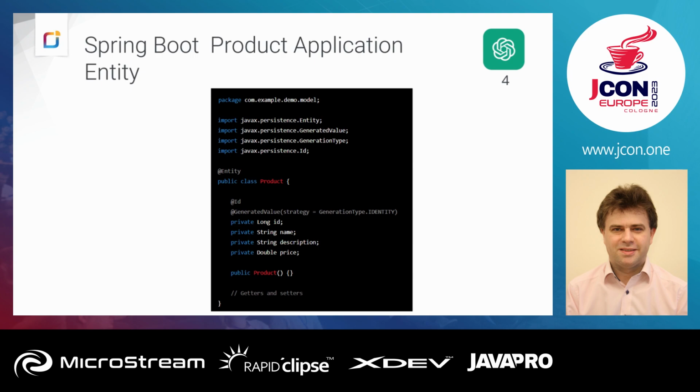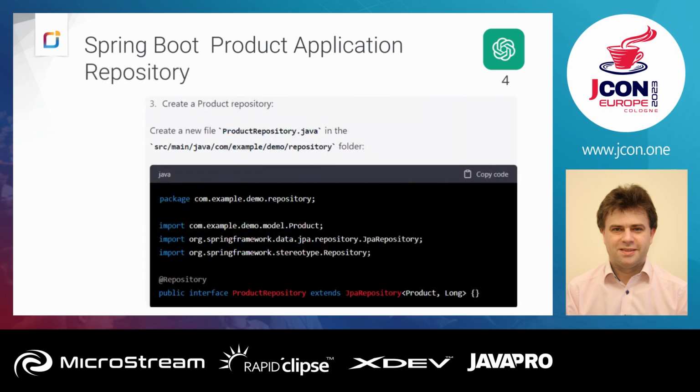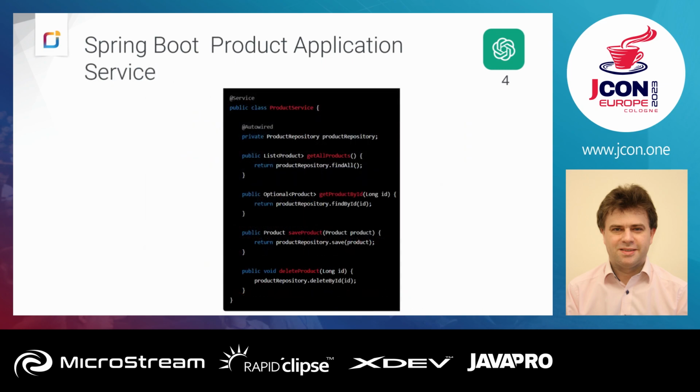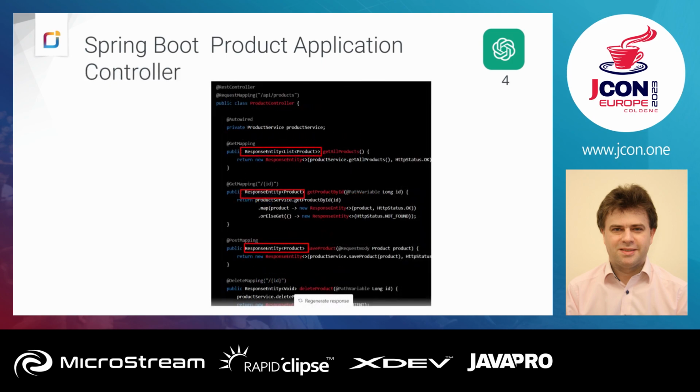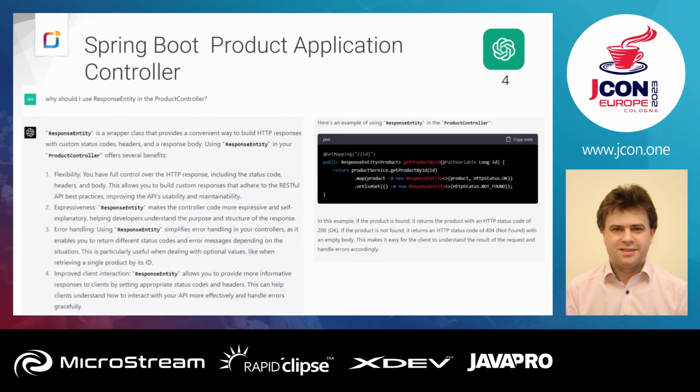So in this case, the product entity was more or less correct. Now this is the product repository, also correctly generated. Everything is more or less how it should be. Here I simply asked what the default generation was using, giving the product directly back. I asked to optimize, and they gave me a response entity back, in case you would like to customize the response. So really fun interaction.